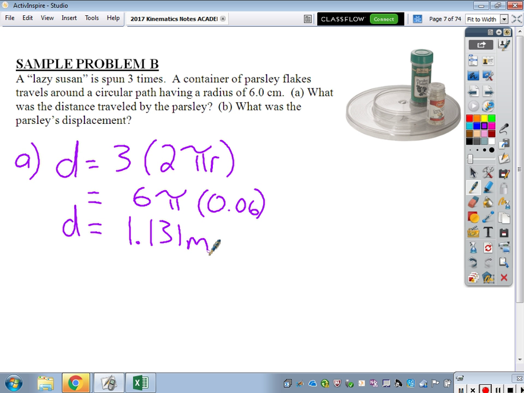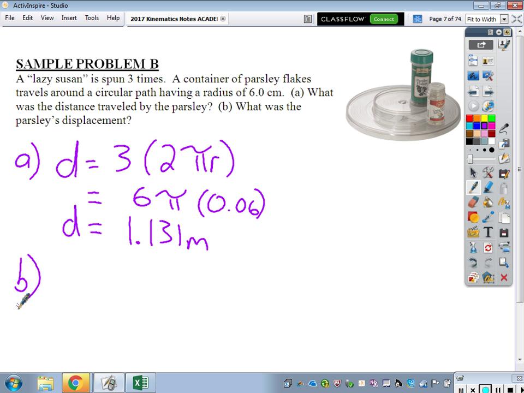You know, 6 centimeters isn't a huge radius, but it travels around that. It goes around 3 times. It's reasonable. It's not like we get 4,000 meters as the distance our parsley flakes travel. Okay? So that's a respectable distance, and that's actually what we should get for this.